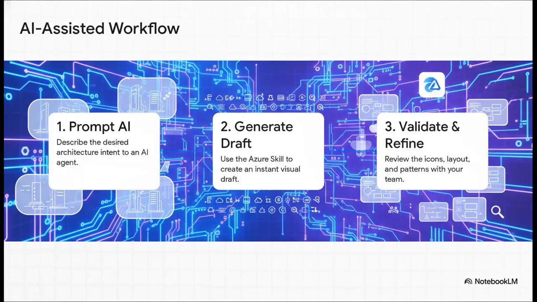And this unlocks a brand new, crazy fast workflow. I mean, imagine this. You just start by telling an AI agent what you're trying to build, your architectural intent. The agent then uses this Azure skill to instantly generate a visual draft. From there, you and your team can just focus on validating the layout, the icons, and the patterns, iterating and refining at a speed that was just impossible before.